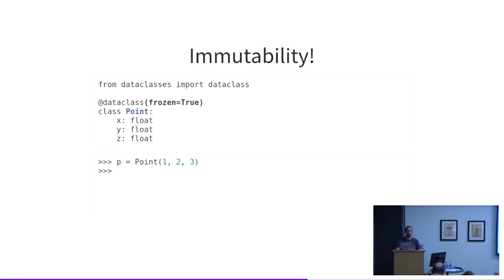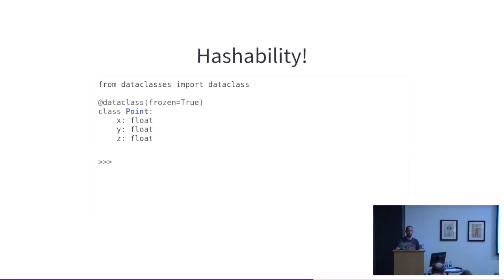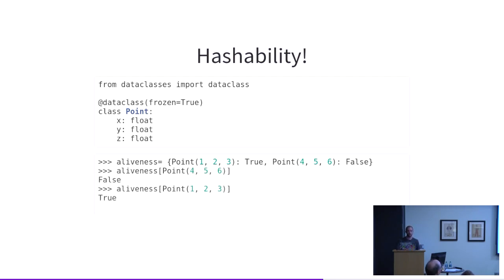And as an added bonus, setting frozen to true also makes your class hashable, meaning that you can use it in a set or you can use it as keys in a dictionary. So we could use our point as a key in a dictionary and set some kind of data along with it that is tied to that point, which can be pretty handy. It's often handy to use your objects in a set or in a dictionary.